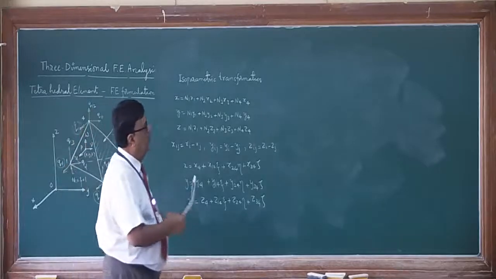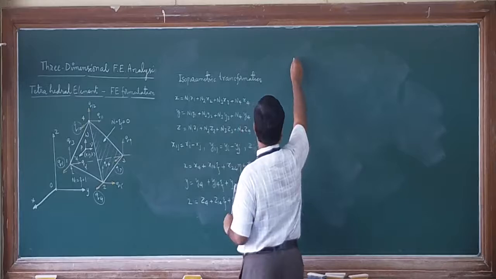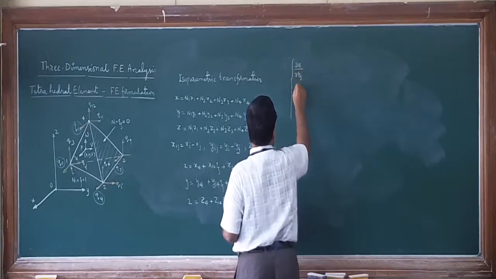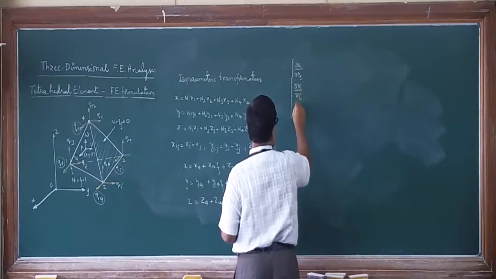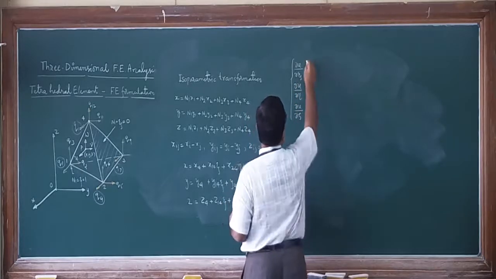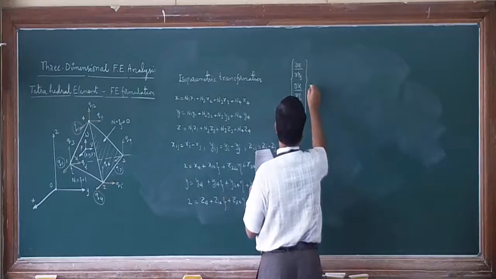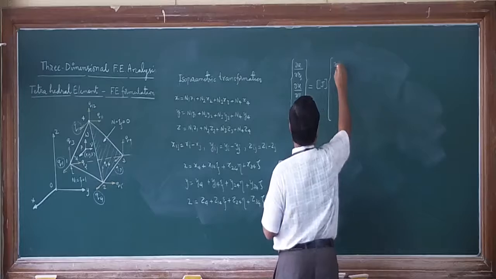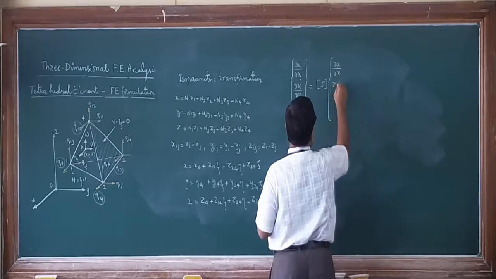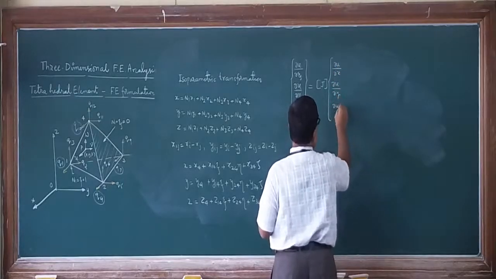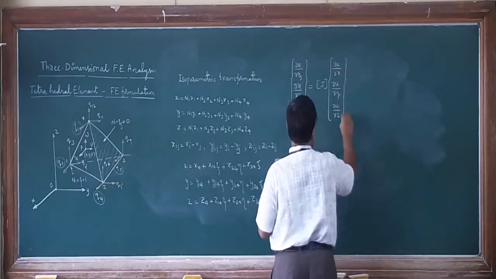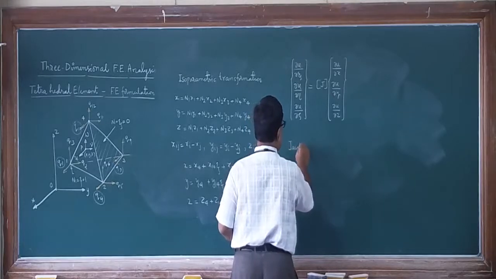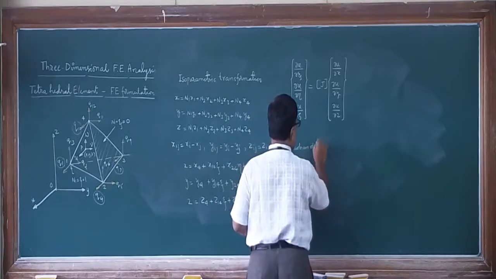In a similar manner, you already know the partial derivatives. Suppose I take the u components, dou u by dou zeta, dou u by dou eta, and dou u by dou theta. These are all equal to the Jacobian matrix we have already seen in the earlier case, times dou u by dou x, dou u by dou y, and dou u by dou z. And I have told you J, that is the Jacobian of transformation.